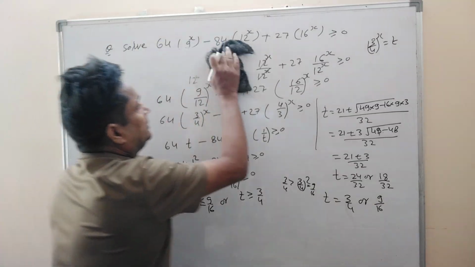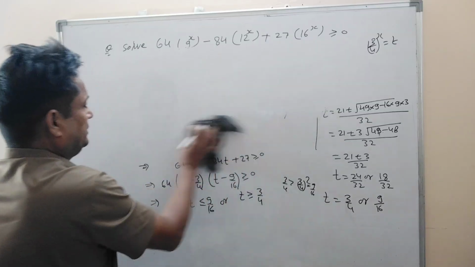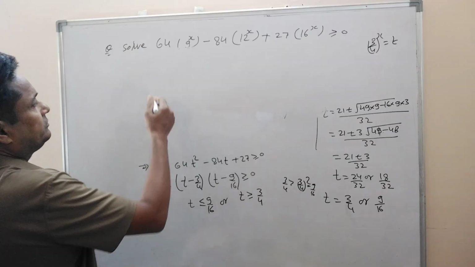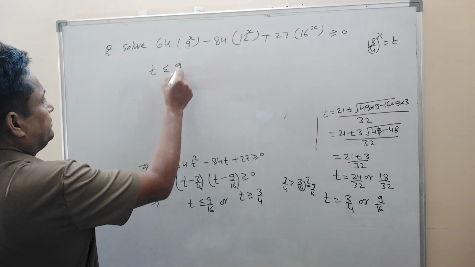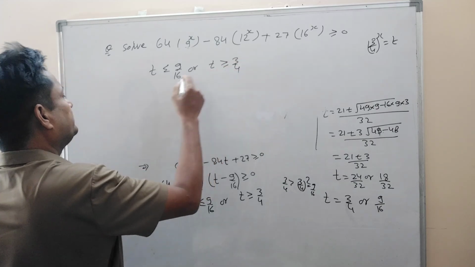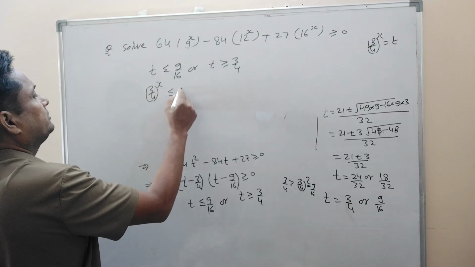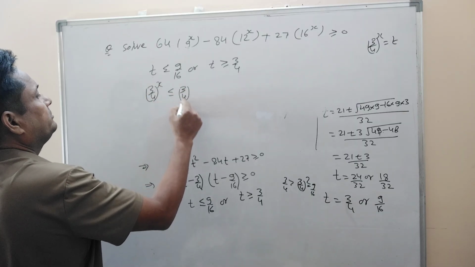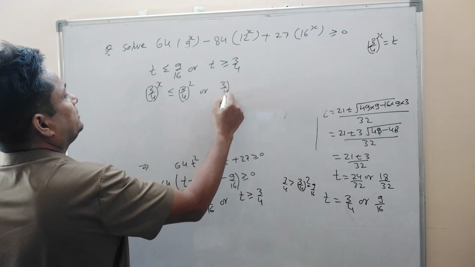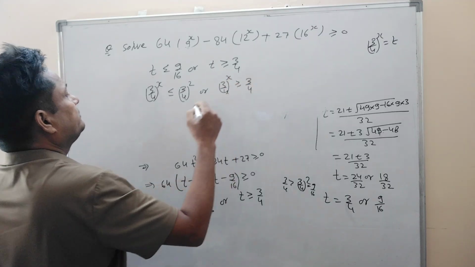Now we can solve the equations. Solution of this one will be what? So substitute the value of t. t is less than or equal to 9 by 16 or t greater than or equal to 3 by 4. That is, 3 by 4 to the power x less than or equal to 3 by 4 to the power 2, or 3 by 4 to the power x greater than or equal to 3 by 4.